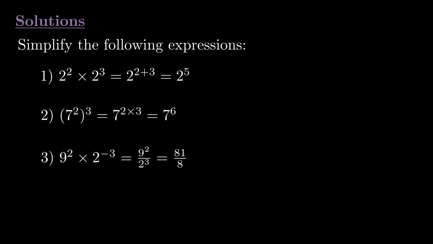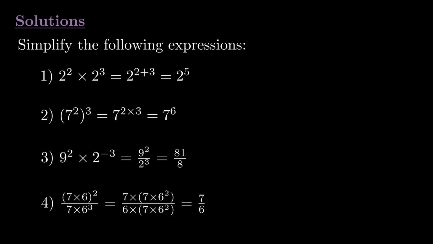And for the other one, you cannot simplify them directly. So you get 9 to the power of 2 divided by 2 to the power of 3. So it's 81 on 8. And for the last one, you get on the numerator 7 times 6 to the square, and then on the denominator 6 times 7 times 6 to the square. You have a common factor, so you can simplify it, and you have 7 and 6.